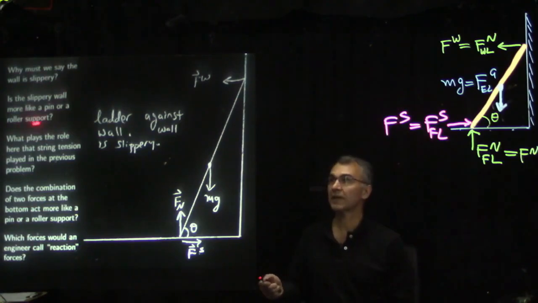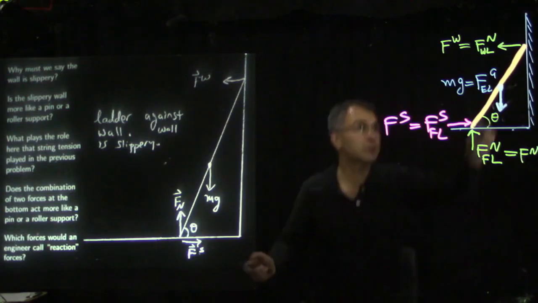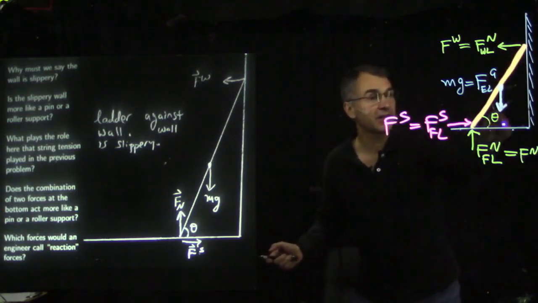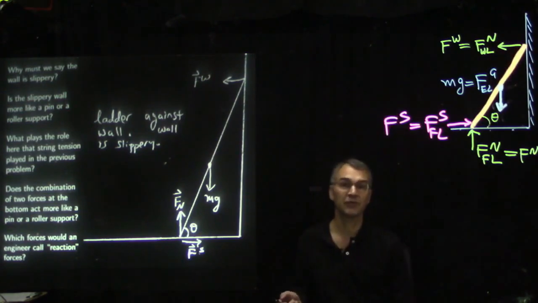Is the slippery wall more like a pin or roller support? We haven't really talked about that in detail yet. We will soon. But if you remember from the arch problem, the hinge at the top of the arch was a pin or a hinge. It could exert forces in two different directions, whereas the skateboards underneath the arch could exert only forces normal to the surface on which the skateboards roll. In other words, only forces normal to the floor. So the slippery wall is actually just like a roller support. If Professor Farley were going to draw this ladder problem, he would probably draw a little roller skate here. Not a roller skate on the ground the way you would normally see a roller skate, but a roller skate up against the wall. And you'll see us do something very similar to that in the future.